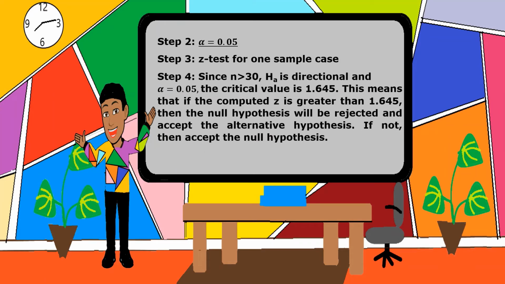Step 4. Since our sample size n is greater than 30 and our alternative hypothesis is directional and the level of significance is 0.05, the critical value is 1.645. This means that if the computed z is greater than 1.645, then the null hypothesis will be rejected and accept the alternative hypothesis. If not, then accept the null hypothesis.